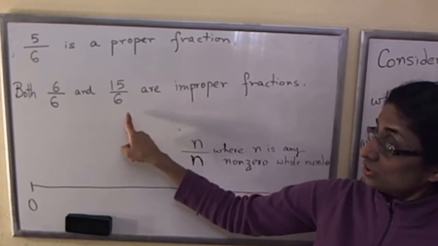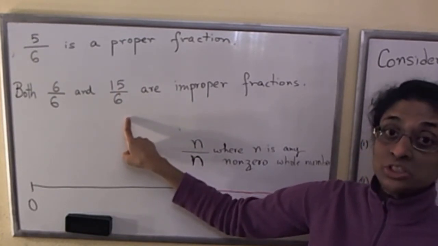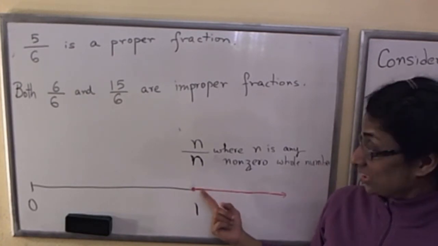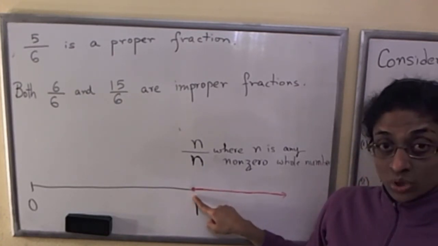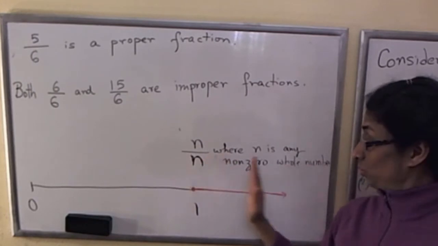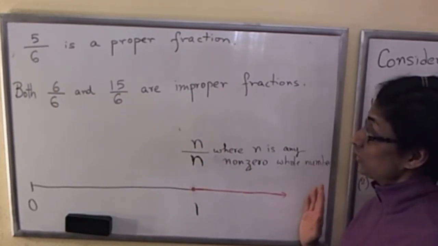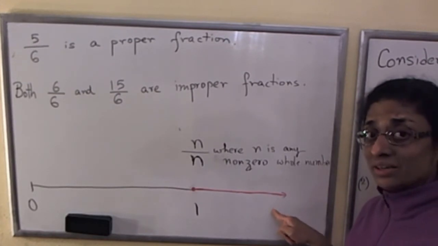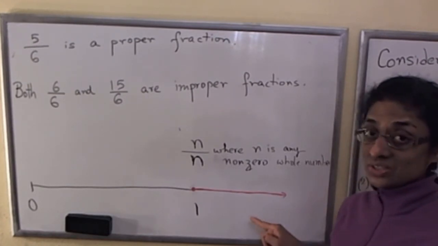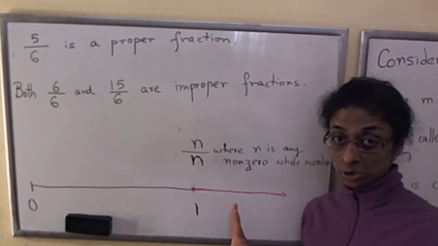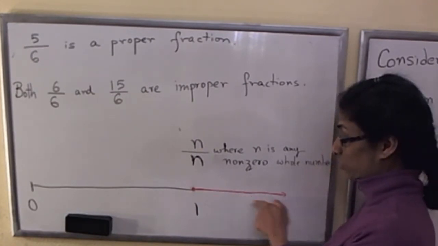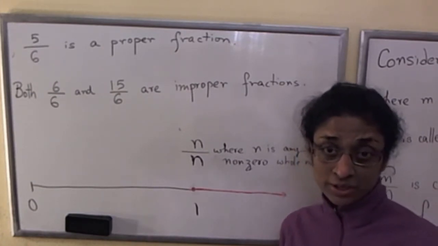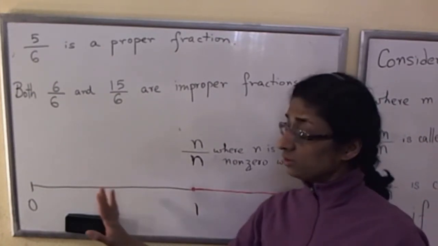How about 15 over 6? 15 over 6 is 15 copies of 1/6. And we already said 6 over 6, or 6 copies of 1/6, is 1. So 15 over 6 would be to the right of 1. And so 15 over 6 is some specific point in this red area. Using this logic, you can see any improper fraction that you try to plot would be a specific point in this red region.